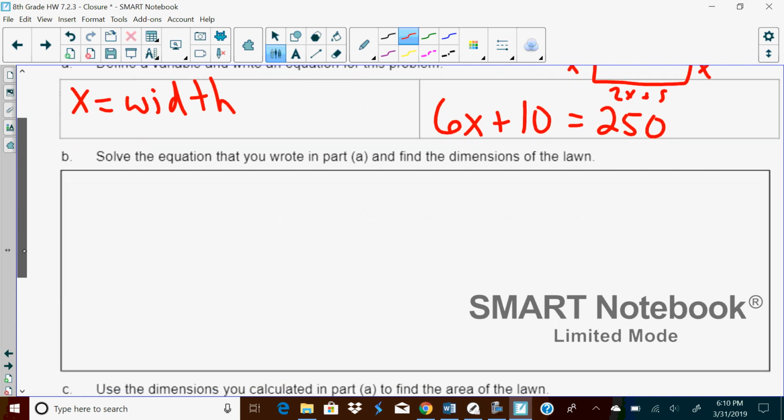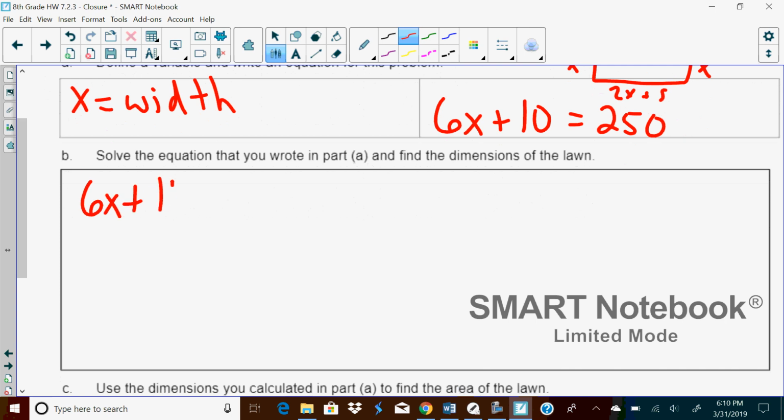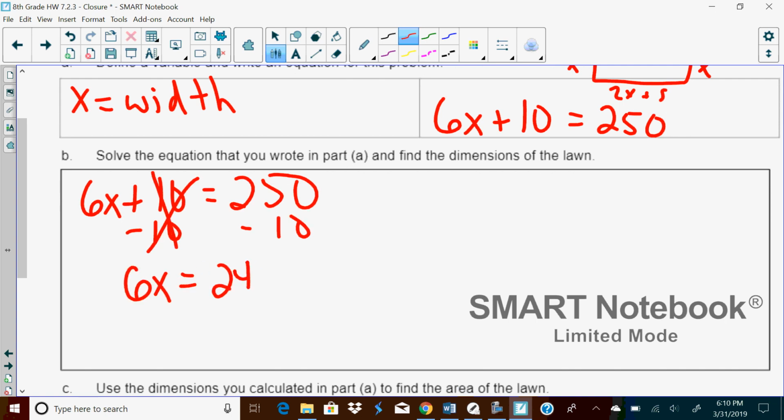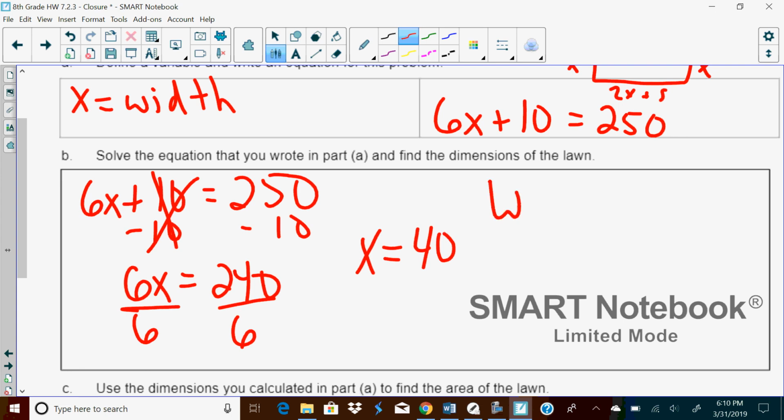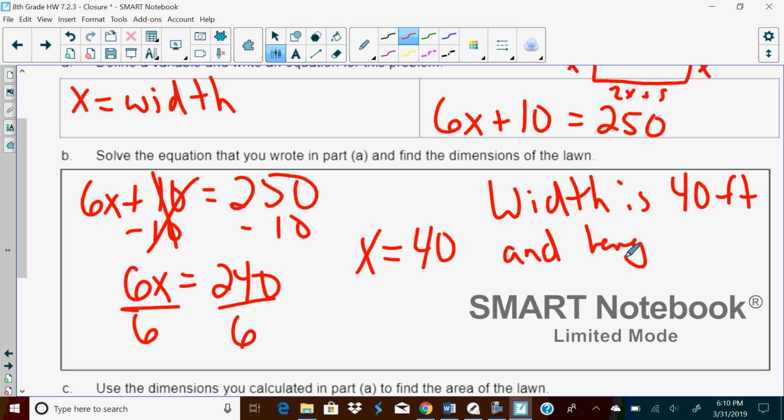So part B says solve that equation. Subtract 10 from both sides. I get 6x equals 240. So I get x equals 40. That means my width is 40. And my length is double that plus 5. So that means that my width is 40 feet. And the length is 85, because I do 40 times 2 plus 5.